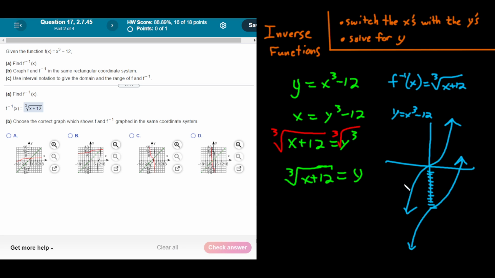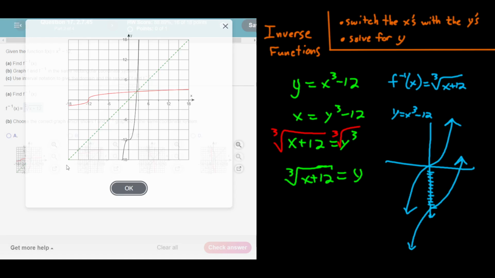So it looks like it's going to be A, definitely, because I'm looking at the other ones, and you can look at the other ones. Look at this one. It's just perfect. That's exactly what we have. It's going through the negative 12. This is negative 12 down here. Yeah, that's got to be it.